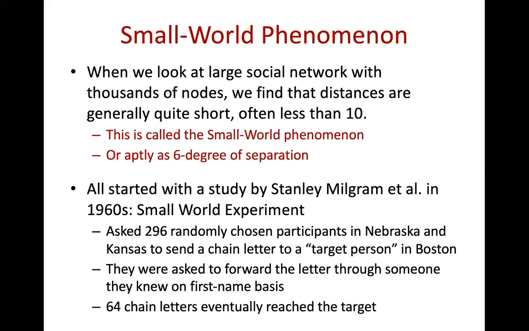They asked about 300 people in Nebraska, one of the states in the USA, to send a mail to Kansas based on the first name of the recipient, right? So for example, if one guy is a Bob, another one is Smith, and if Bob in Nebraska wants to send mail to Smith in Kansas, then he just gives it to some random Smith among his friends, rather than to a particular Smith in a particular place, right? And by doing this, out of roughly 300 mails, 64 actually reached the real target, right?